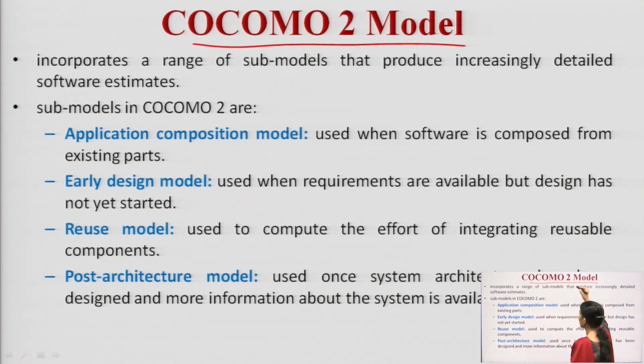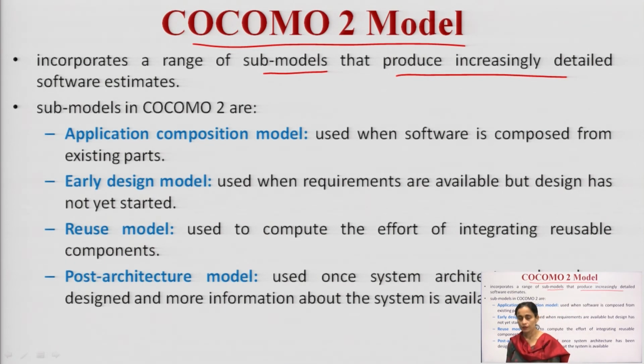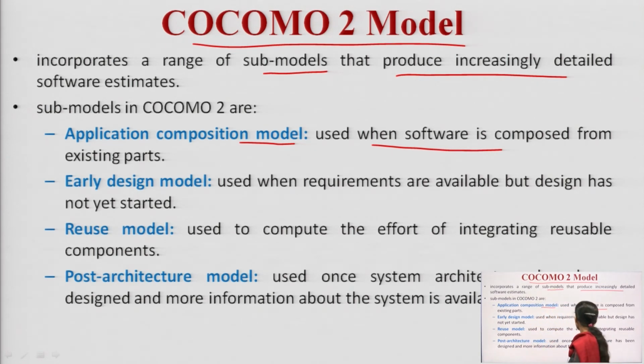The next is COCOMO 2. COCOMO 2 incorporates a range of submodels that produce increasingly detailed software estimates. There are submodels in COCOMO 2 also. First is the application composition model, which is used when the software is composed from existing parts. Then the early design model, which is used when the requirements are available but the design has not yet started. Then the third kind of submodel is the reuse model.